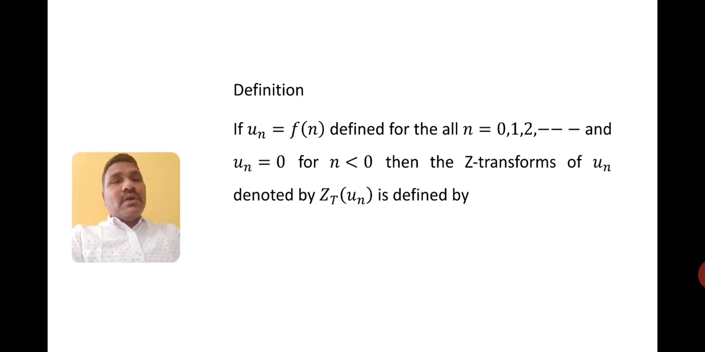Then the Z transform of u_n, denoted by Z{u_n}, is defined this way: the Z transform of u_n is equal to the summation, n running from 0 to infinity, of u_n z to the power minus n. Now just observe the RHS. When can I say it is convergent? When I supply some values of n and check whether the answer is known to me or not. If it is known, then I can say the Z transform exists and it is convergent.